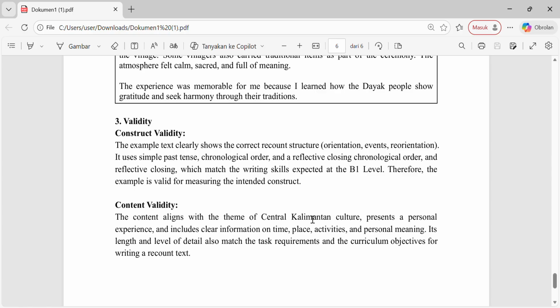So the example is valid to measure the intended construct. For the content validity, the content aligns with the theme of Central Kalimantan culture, presents a personal experience, and includes clear information on time, place, activities, and personal meaning. Its length and level of detail also match the text requirement and the curriculum objective for writing a recount text.